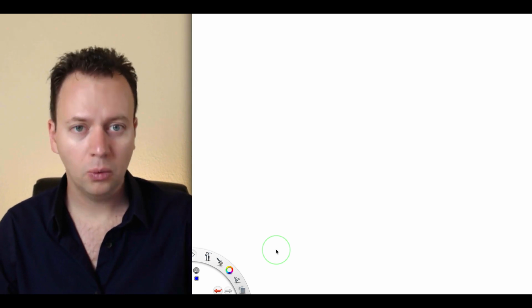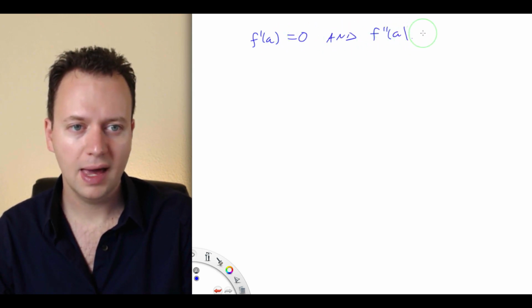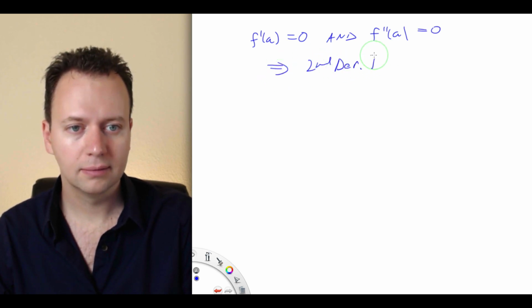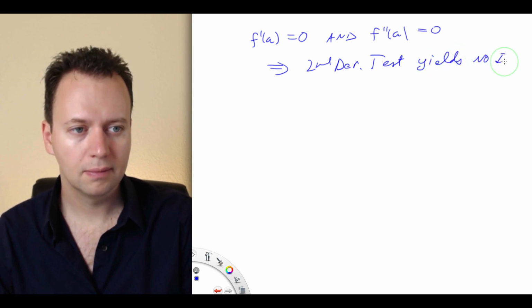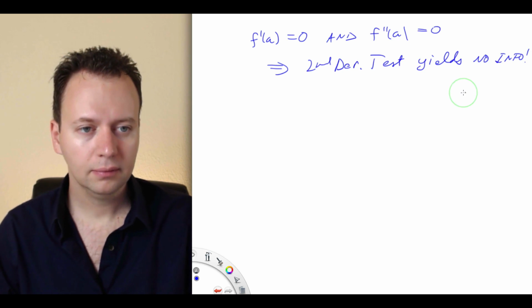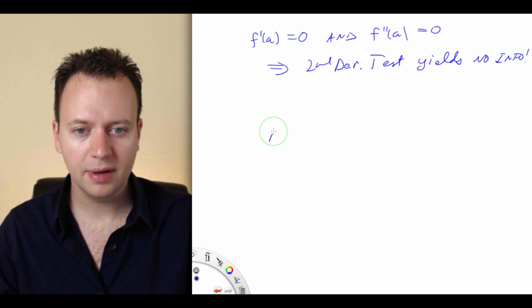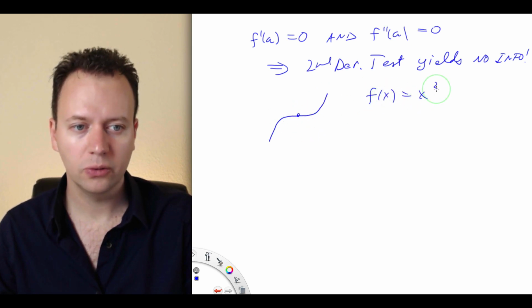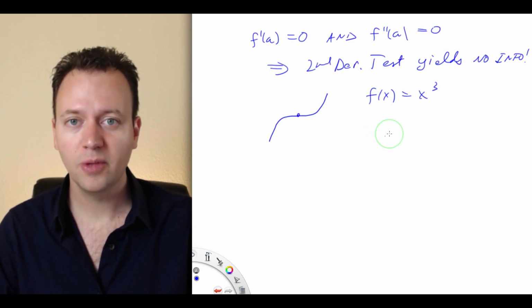Now, for the case in which it's inconclusive, if f prime of a is equal to 0 and f double prime of a is equal to 0, the second derivative test yields no information. So you might be tempted to say, well, if the second derivative is equal to 0, maybe that's a saddle, like what we saw earlier with the function f of x equals x cubed. Here, this is a critical point at the origin, but it's neither a minimum nor a maximum.